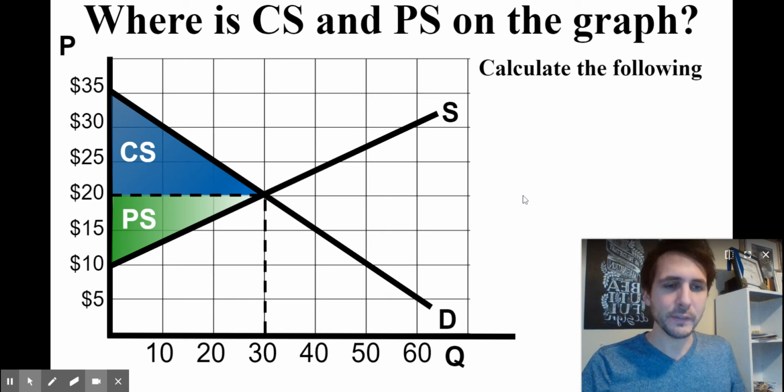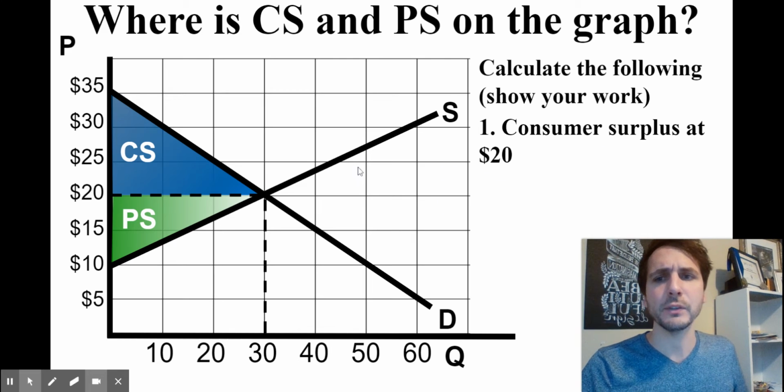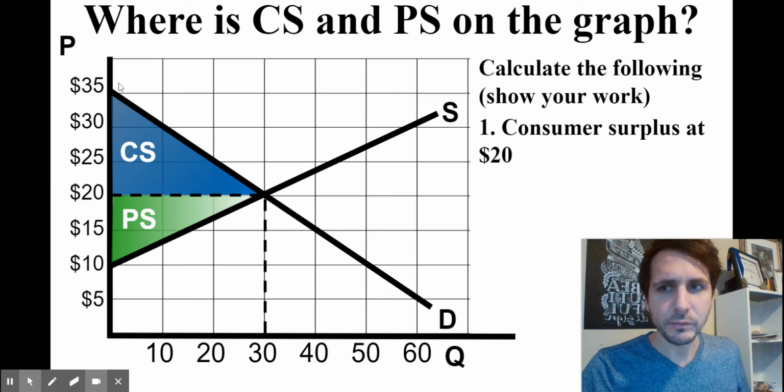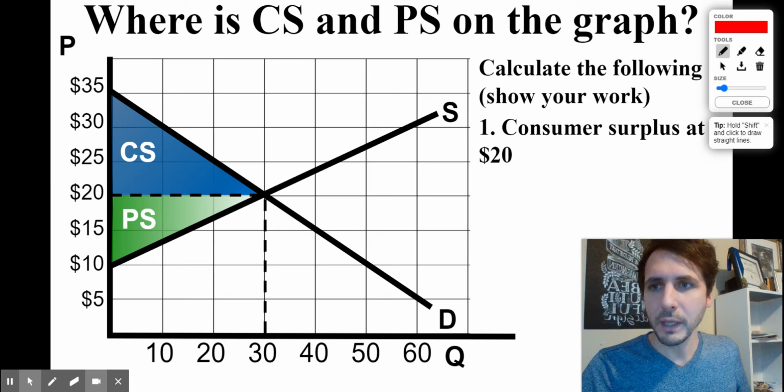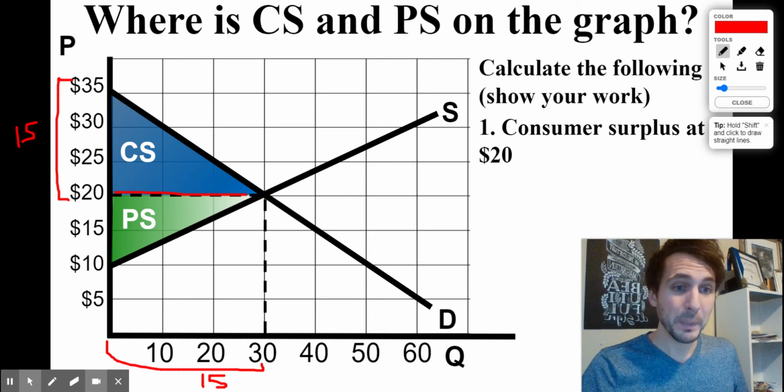Now, can you calculate these things? Well, of course you can. Can you calculate consumer surplus at a price of $20? Well, yeah, you've got a triangle here. So all you have to do is take your height, which is 35 minus 20, or 15, and take your base, which is 0 to 30 of this triangle. That's your base right there. And it's 1/2 of that, so that's 15. 1/2 base times height is how you calculate a triangle. So that's going to be 225.